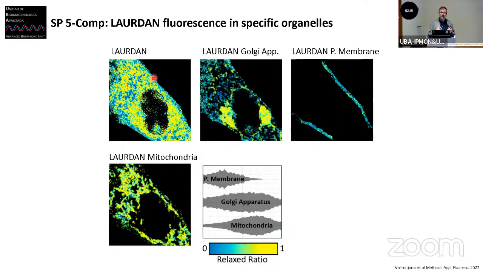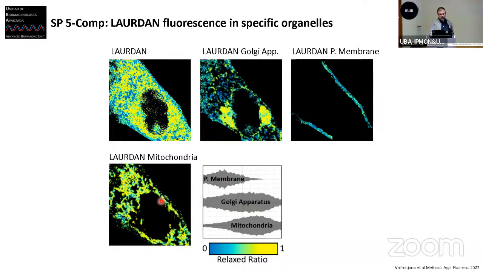And eventually the comparison between, I don't know, the information in the mitochondria will not be fair with the plasma membrane. But Laurdan is homogeneously distributed in all the membranes, and the output, so the fluorescence that you obtain, is not biased by the organelle where it is. So this was a very nice method that we developed together, and it showed how powerful the spectral phasor can be to analyze this kind of information.